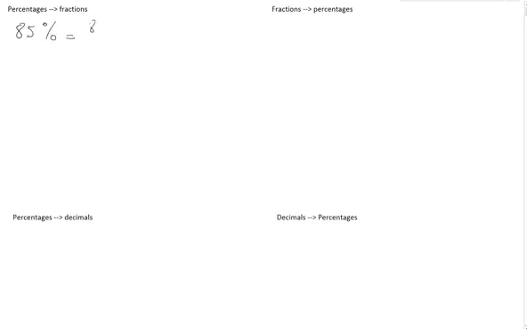I know that 85% is actually the same thing as 85 over 100, because percentages are actually fractions over 100. Now the only thing that's left for me to do is reduce this fraction to its lowest terms and see that I can divide both my numerator by 5 and my denominator by 5, so I get 17 over 20. 17 over 20 is the simplest form of this fraction because 17 is a prime number and you can't divide that anymore. Now, how do we go from fractions to percentages?